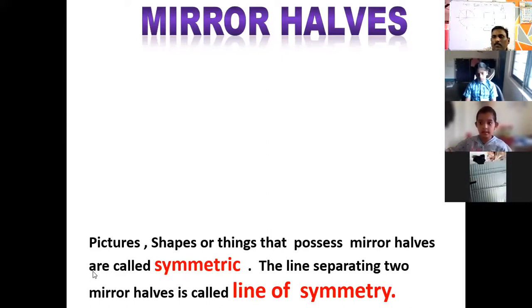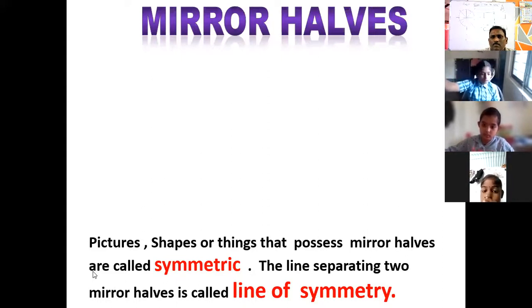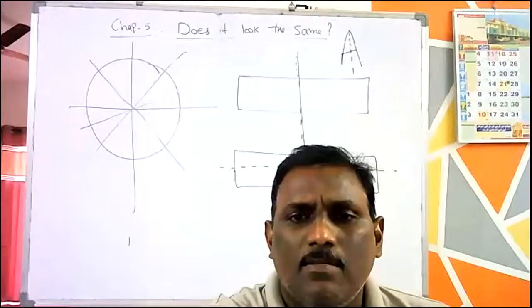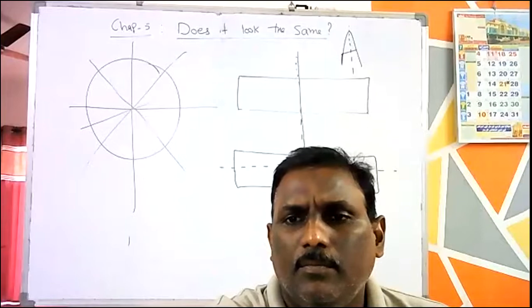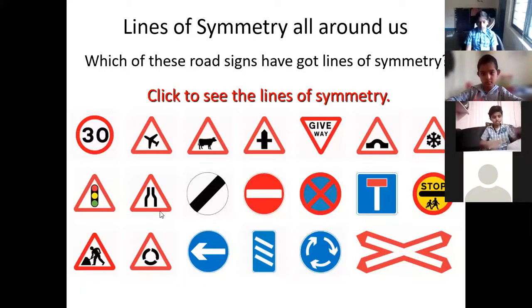Sir, on our screen it is written pictures, shapes, or things that process. Sir, we can't see the things that you have shared. Yes, sir. Wait, I will share once again. Sir, now we can see it. Yes, sir.